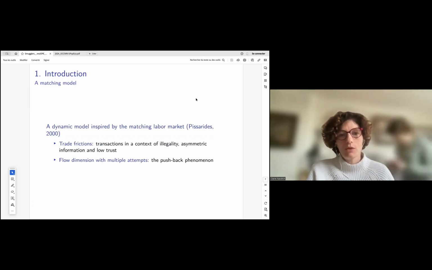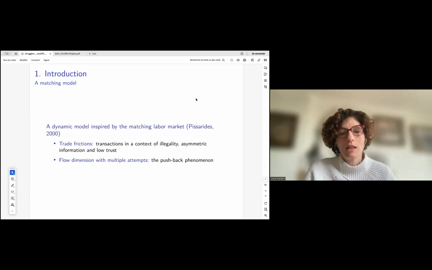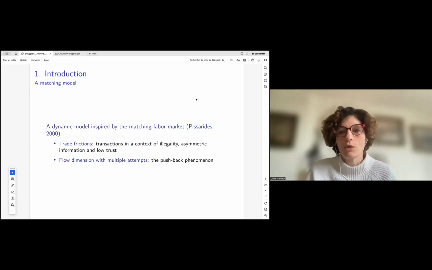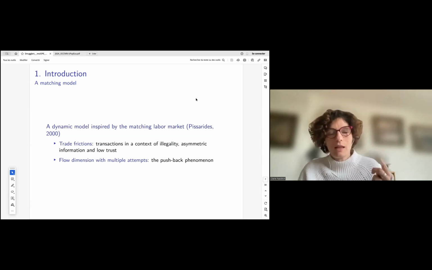And why did we use this market? That's because we wanted to incorporate two things that are very characteristic of this market. We wanted to incorporate trade frictions, because here, of course, it's an illegal market. There's a lot of asymmetric information, low trust, so many frictions between potential migrants and the smugglers. And we also wanted to incorporate the fact that, as I said, it's a flow market with people trying and trying again, even if they did not succeed the first times.